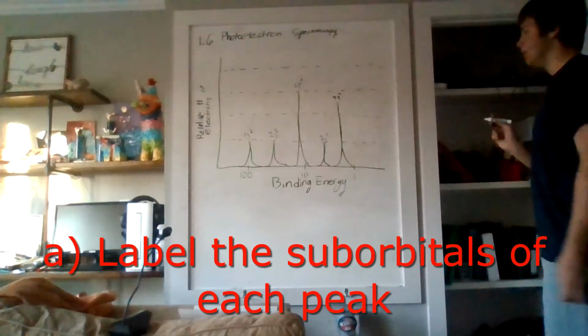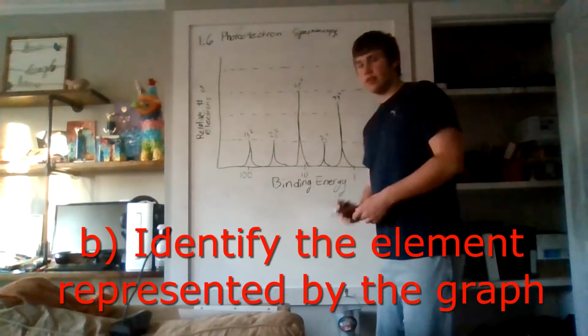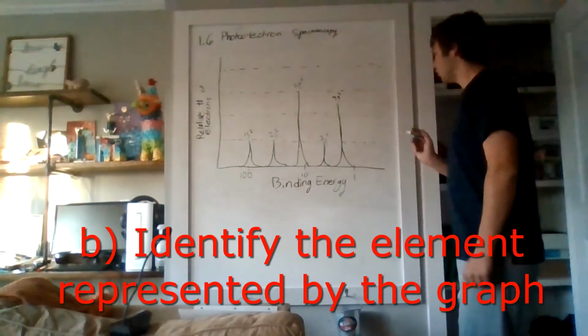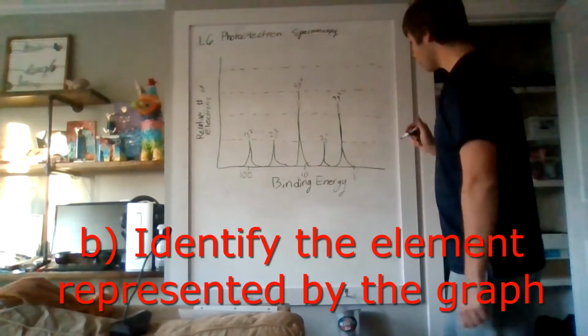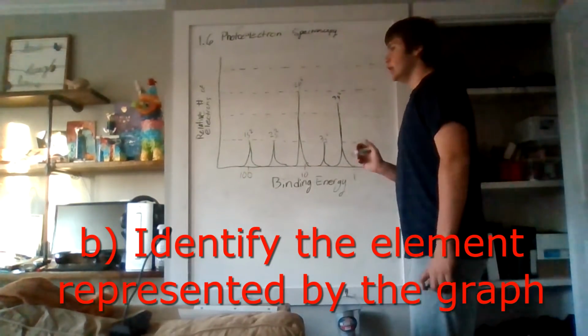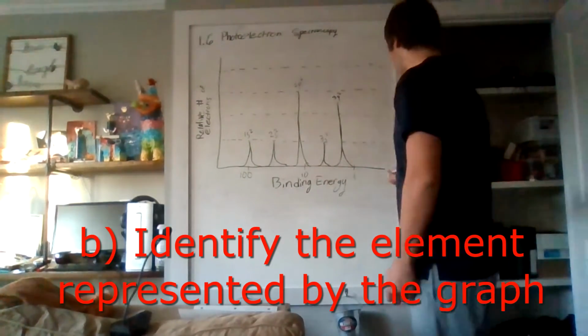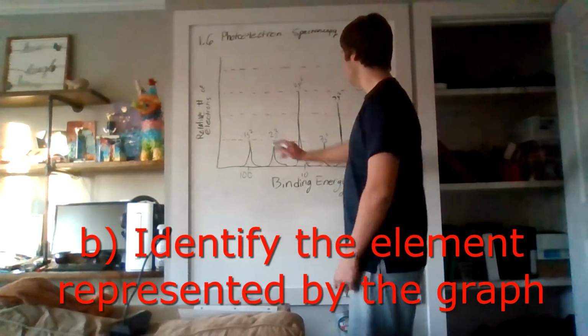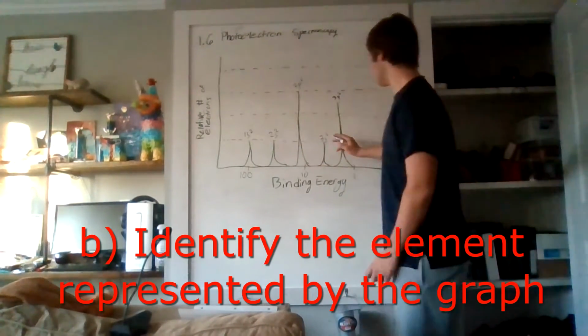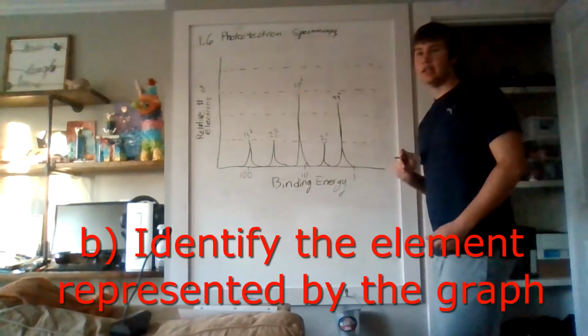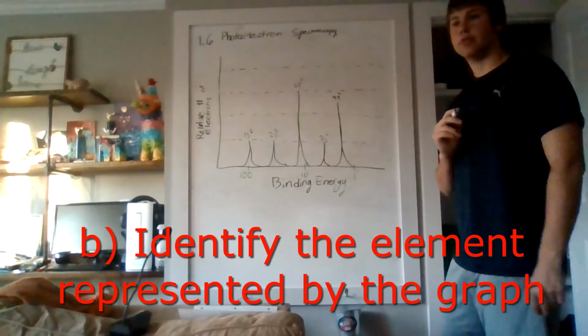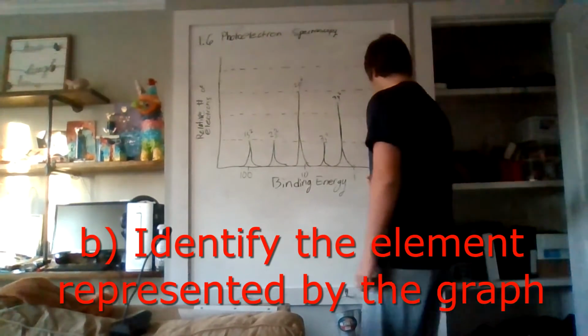So now that we have this, we have to identify the element, which is part B. And the element here is chlorine, because we have 2, 4, 10, 12, 17, and the element with atomic number 17 is chlorine.